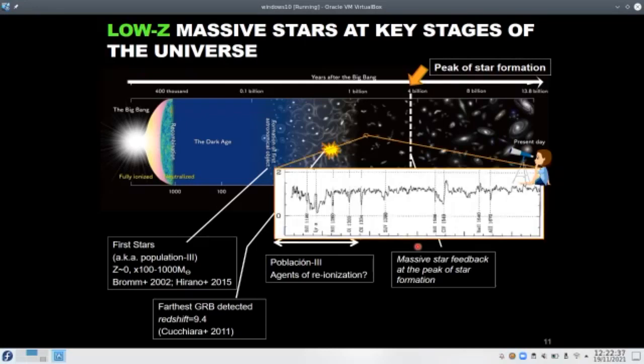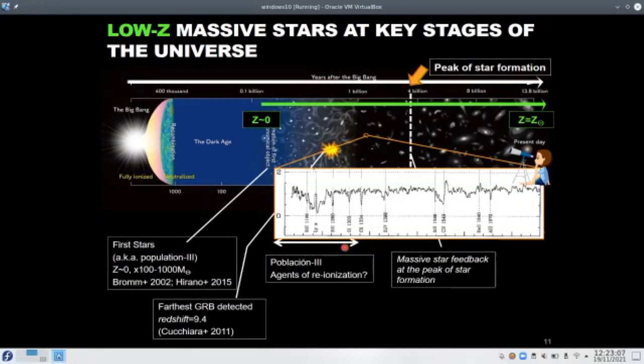And finally, at all cosmic epochs, the ultraviolet spectrum of a star-forming galaxy, like the one I show here, is dominated by the spectral features of massive stars, like we see here. This characteristic signature comes from massive stars. So if we want to infer any property of the host galaxy, we need to understand how massive stars form.